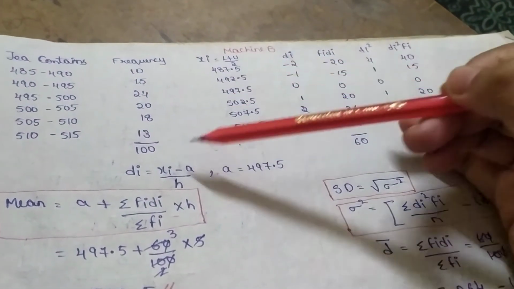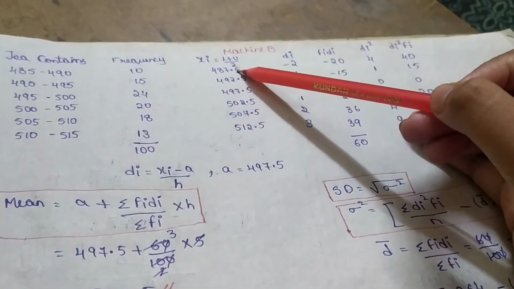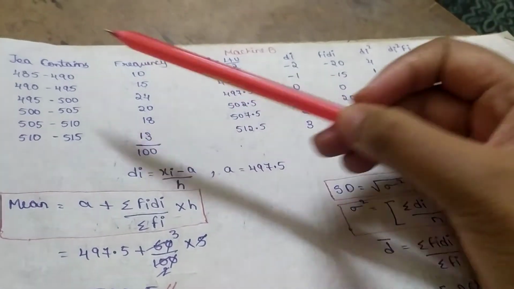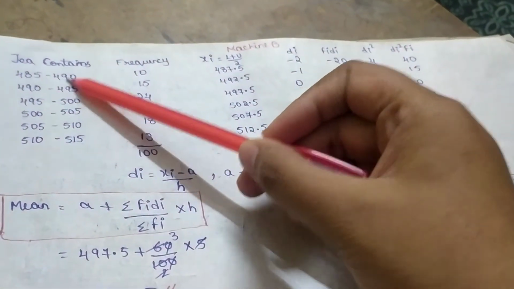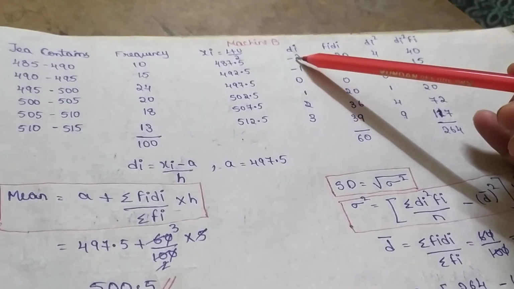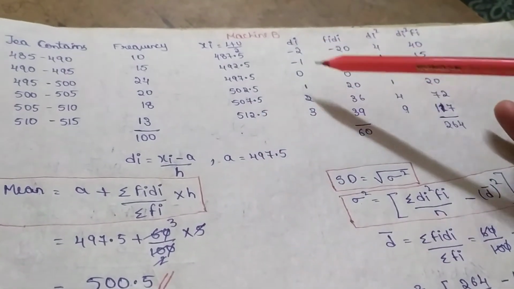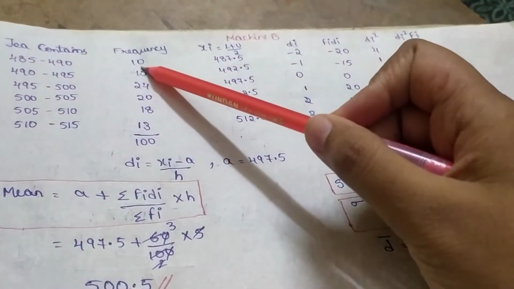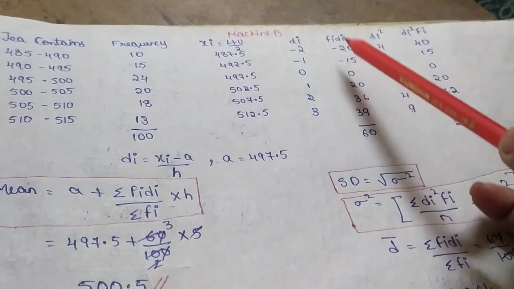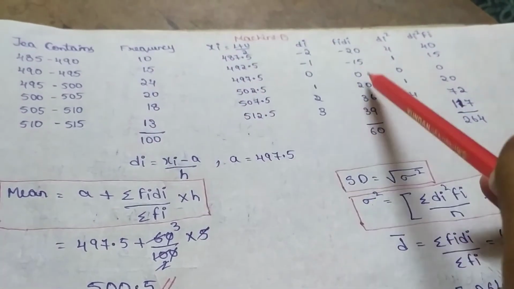So di, what is the formula? Xi minus A by h, that is 487.5 minus 497.5 by 5. H is the difference between the class intervals. So we get the di value. You have to continue this process to calculate di, and then fi di. Fi di means 10 into minus 2, that is minus 20, 15 into minus 1, minus 15, 24 into 0, 0.